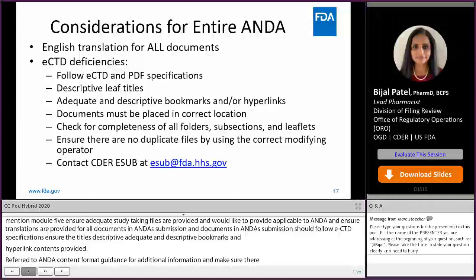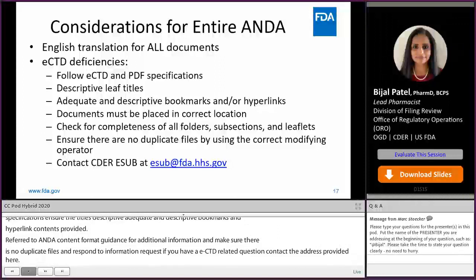So to summarize, so far I've reviewed tips related to major and minor deficiencies. I hope that these tips are helpful for your future ANDA submissions. And now my colleague Nnenna will review tips related to controlled correspondence submissions. Thank you so much for your attention.